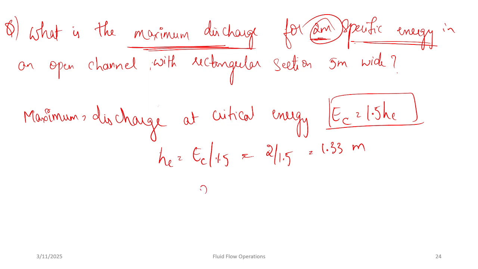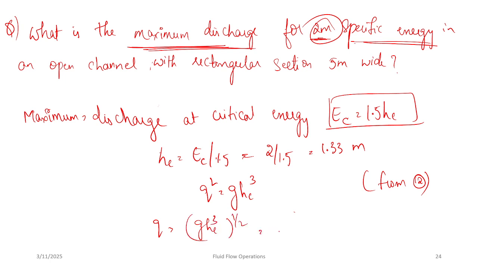And also we know that q square is equal to G into HC cube, right? This is from equation number 12. So just substitute it. q will be equal to G into HC cube power 1 by 2. So if you substitute all the variables, G is 9.8, HC we just solved for it. So we will be getting 4.82 meter square per second.